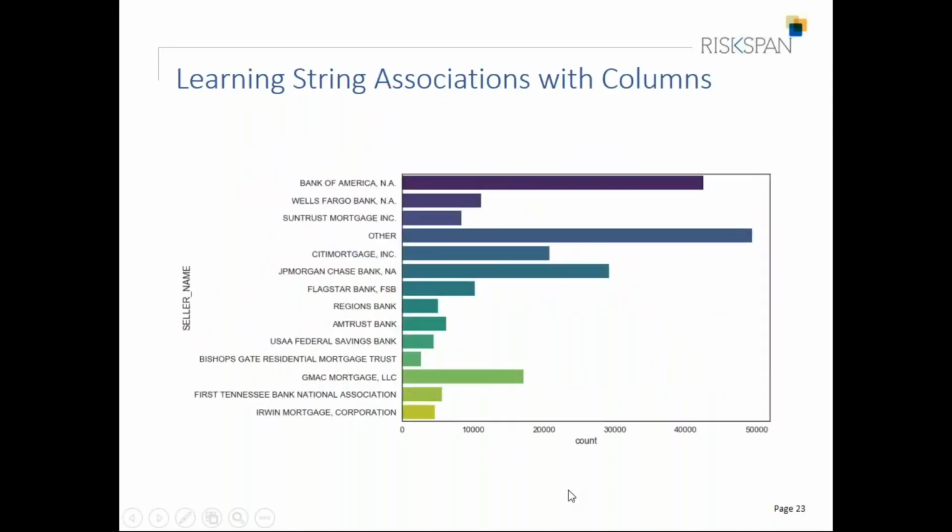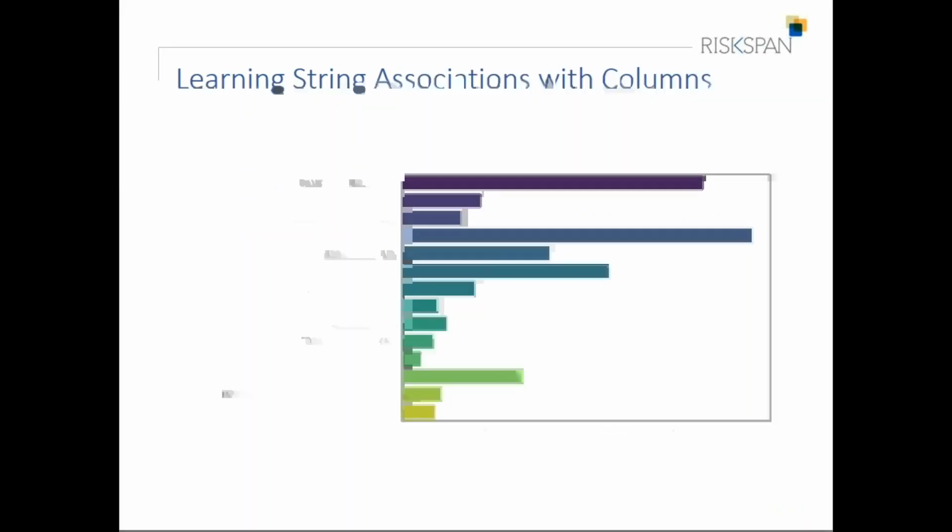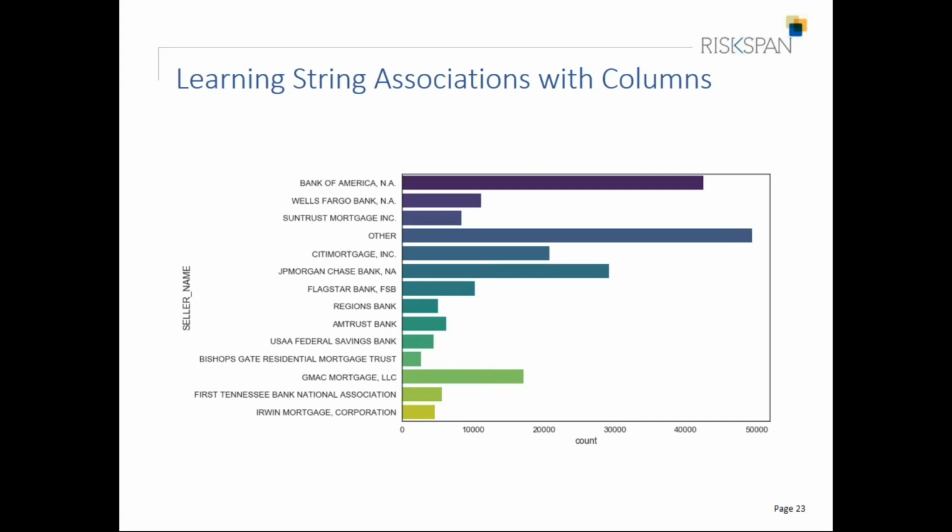So here's a simple example of how you can understand an association between strings. Here we have just a simple count of observations in the seller name from a particular data set, and you can see some of the more common strings like Bank of America. We can learn not just what strings appear in a certain column, but also the ratio or frequency with which they appear, which also enhances that understanding.